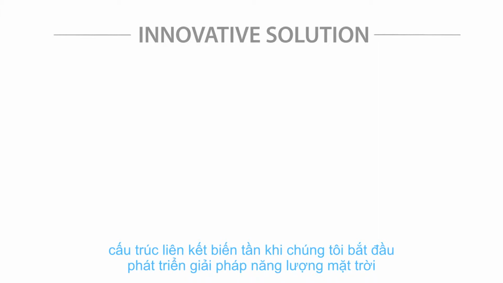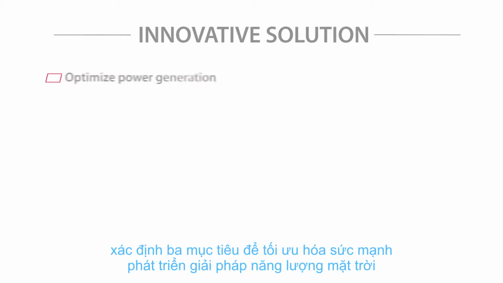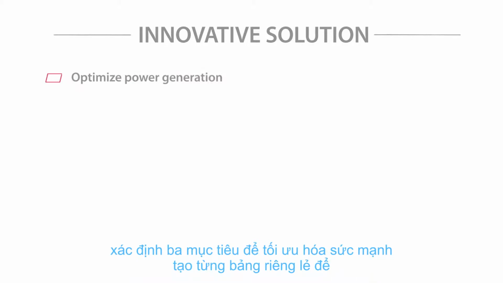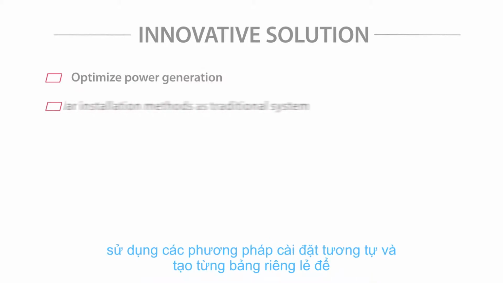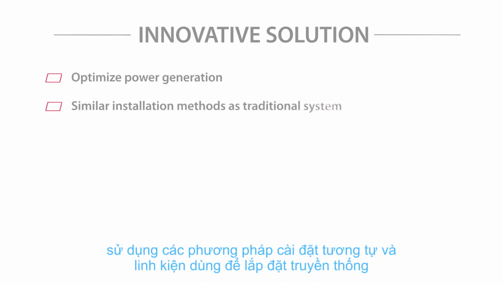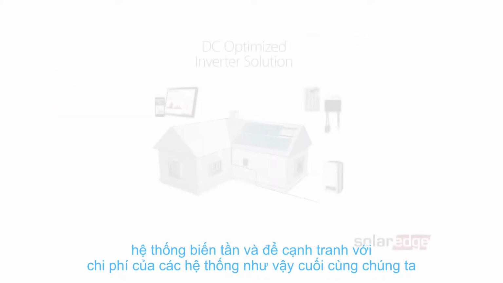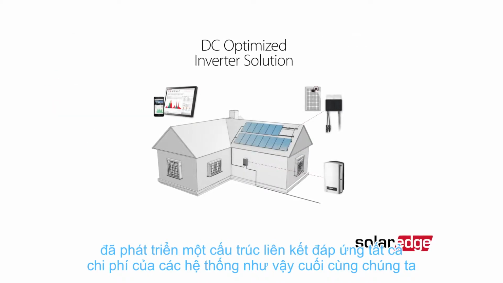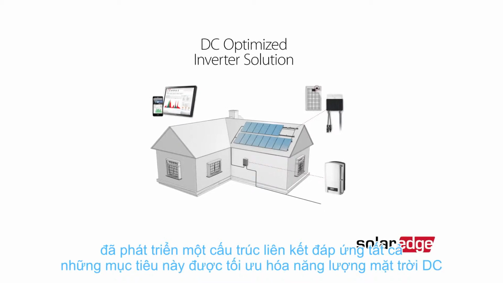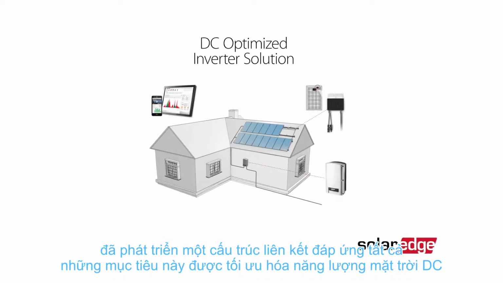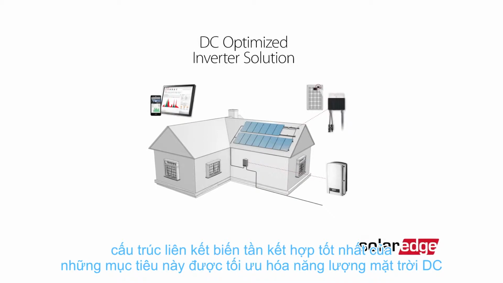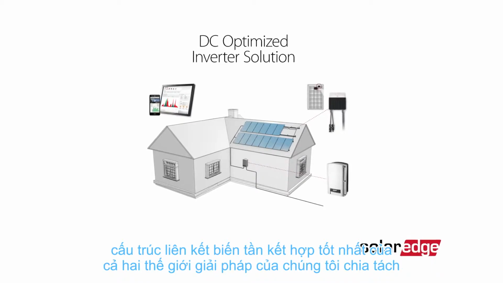When we started to develop the SolarEdge solution, we defined three goals: to optimize power generation of each panel individually, to use the same installation methods and components used to install traditional inverter systems, and to compete with the cost of such systems. Eventually, we developed a topology that meets all of these goals. The SolarEdge DC optimized inverter topology combines the best of both worlds.